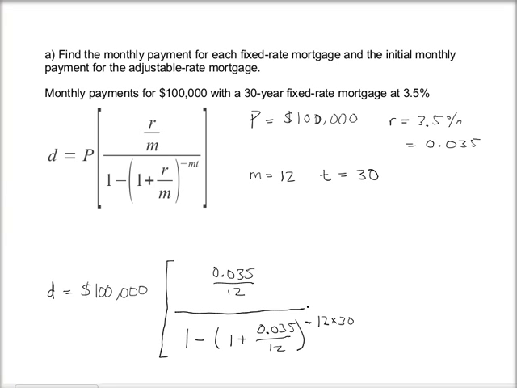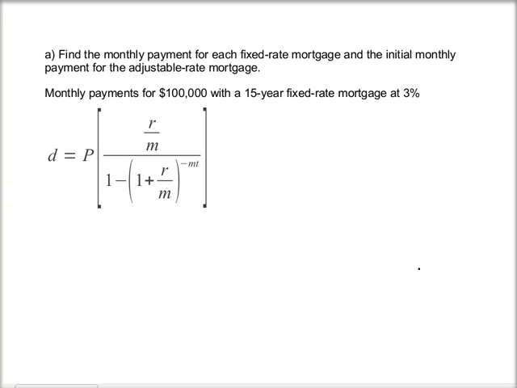There's a lot going on here in this fraction, but if I carefully put that all into my calculator, I'm going to get a monthly payment for this 30-year fixed-rate mortgage of $449.04. So that's the first part of part A. We've still got 2 more mortgages to look at. So next, let's look at the 15-year fixed-rate mortgage at 3%.